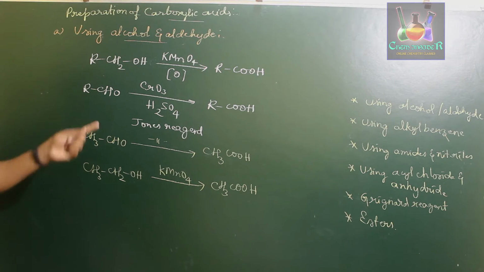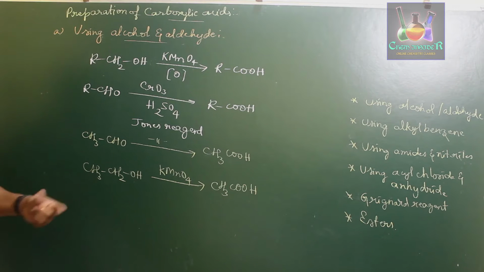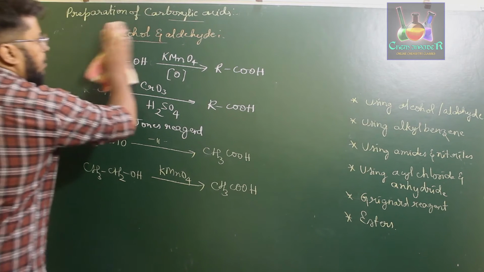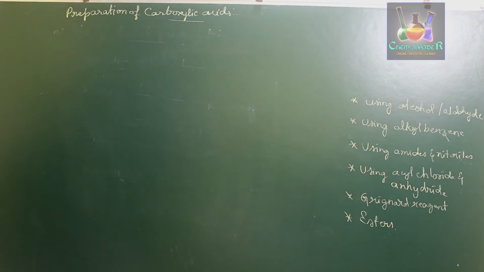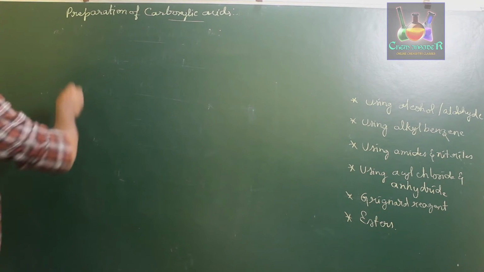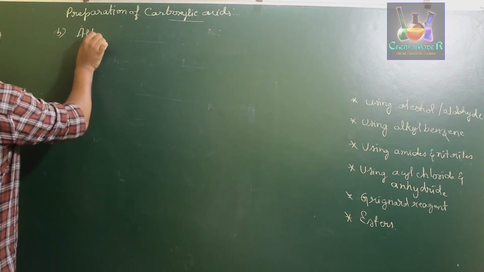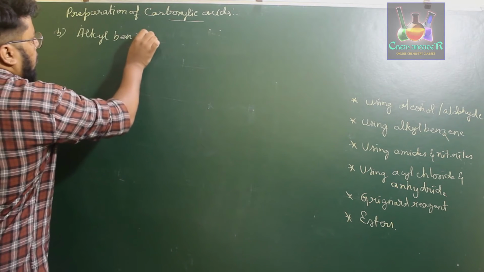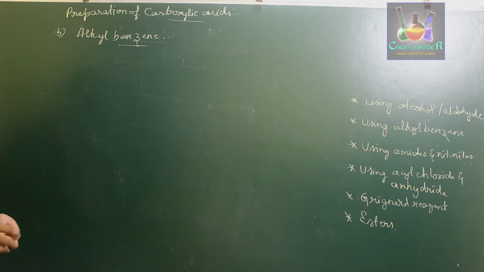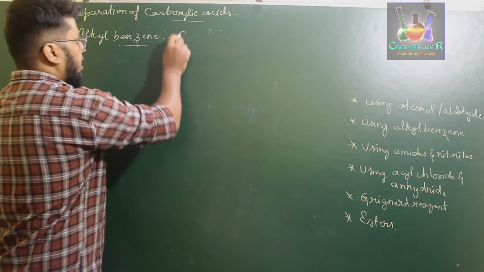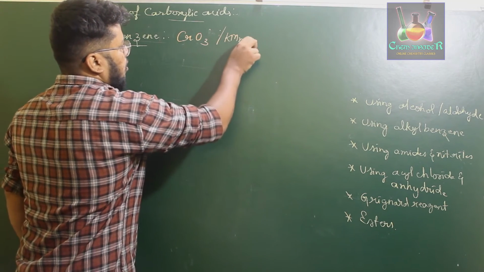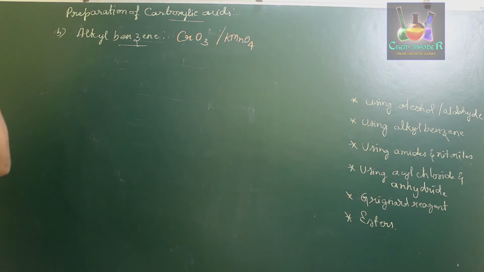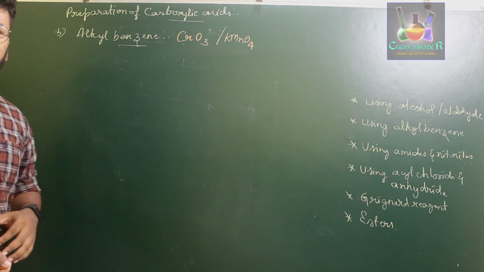I hope you know these reactions. It is quite simple. This is a simple oxidation process which we have already learned in the aldehydes and alcohols topics. Now the second method, which is a very important method of preparation for aryl carboxylic acids: when you have to prepare aryl carboxylic acid, you have to use alkyl benzenes. When you treat alkyl benzene with chromic acid, that is CrO3, or alkaline KMnO4, they form a carboxylate ion, which on hydrolysis leads to the formation of carboxylic acid.